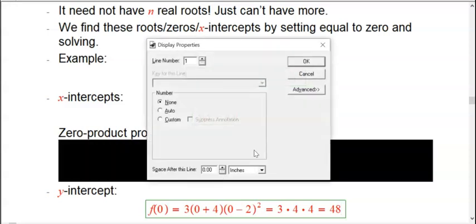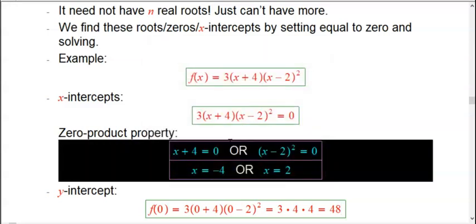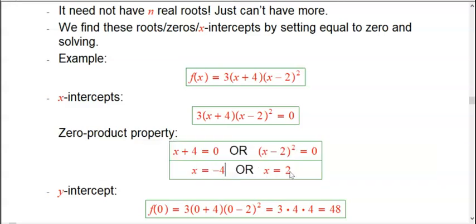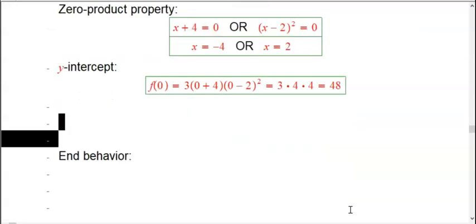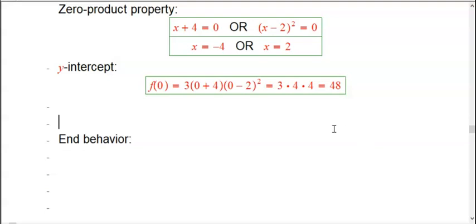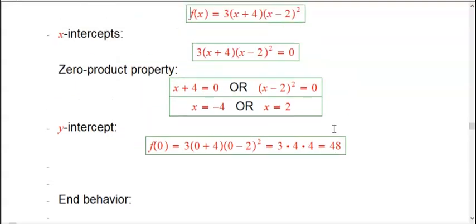So we're getting an idea, very roughly, what the graph might look like. It's going to hit the x-axis at minus 4 and at 2. It's going to hit the y-axis at 48. That gives us an idea of the vertical scale we're going to expect. Let's look at the end behavior. The end behavior, I have to do a little bit more algebra. This is, again, where the factored form isn't that ideal.